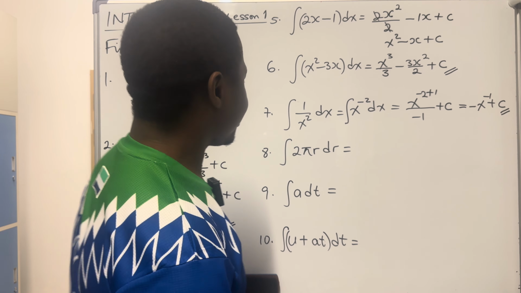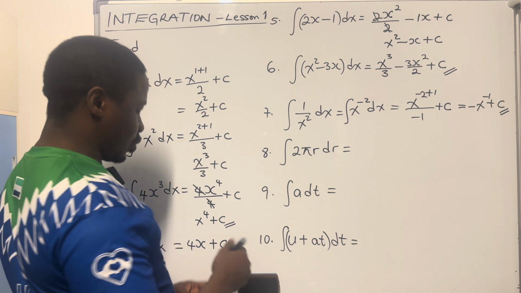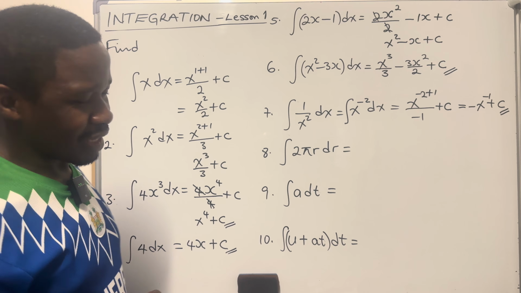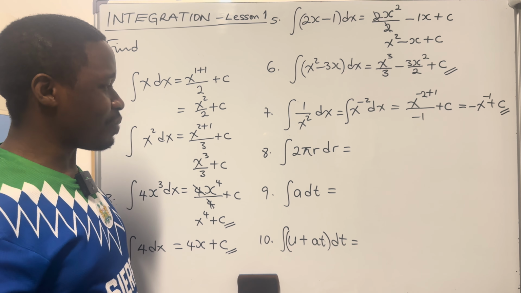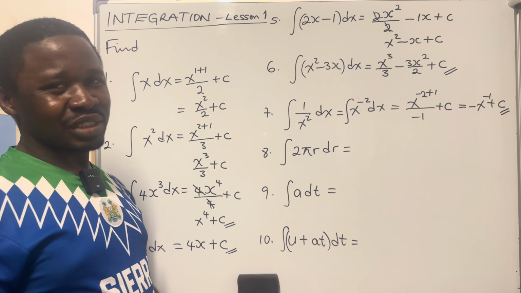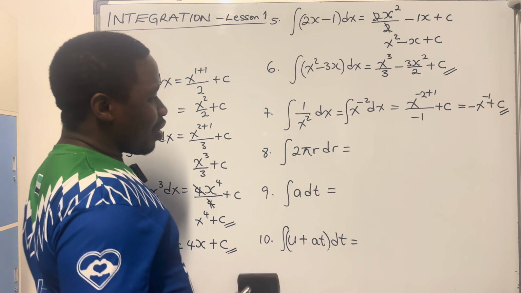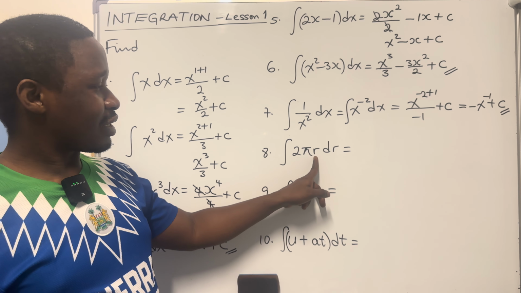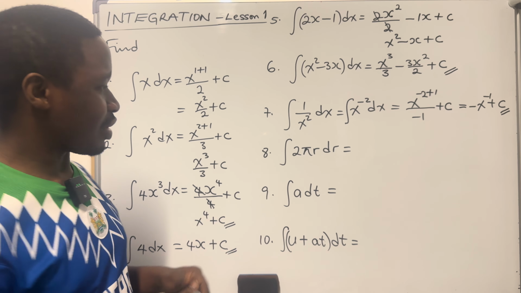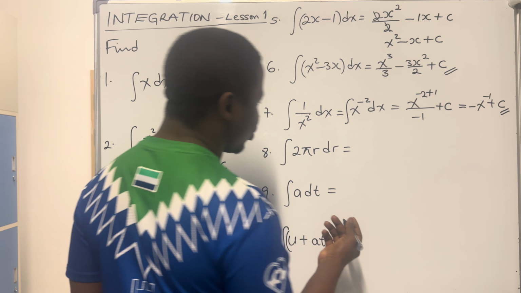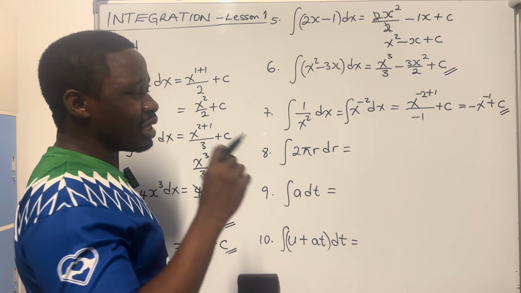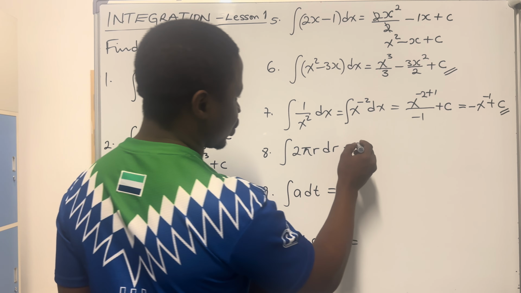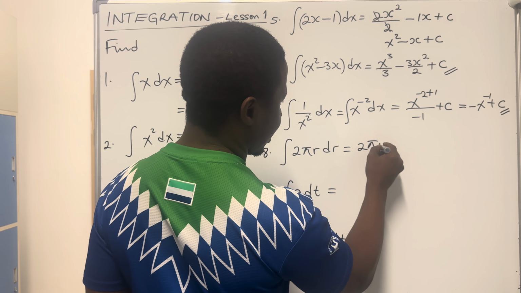No problem. So this one is 2 pi r. Yeah, circumference of a circle, 2 pi r. So now we want to integrate it. But ask yourself, what is the variable here? The variable is r. Pi is a constant. Okay. So if the variable is r, we only deal with the power of r. So we say 2 pi r.